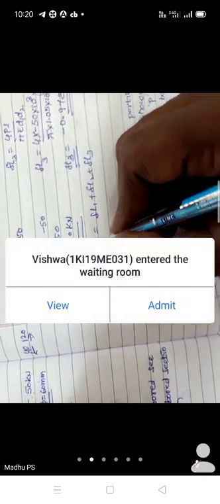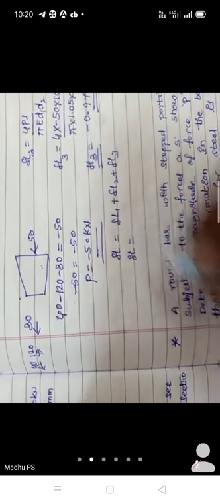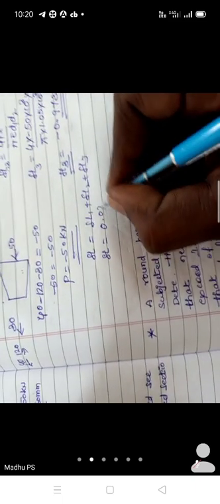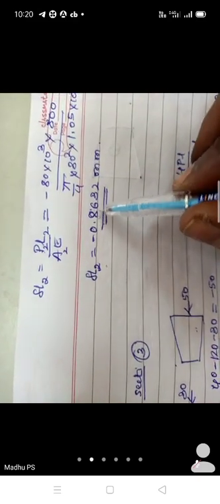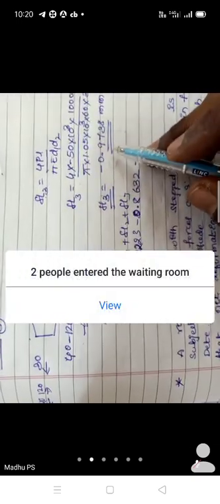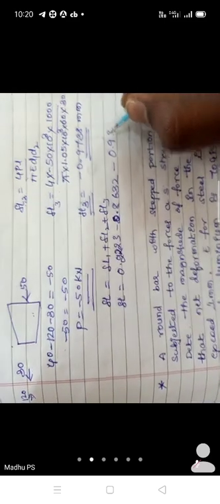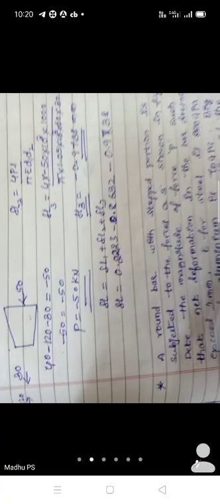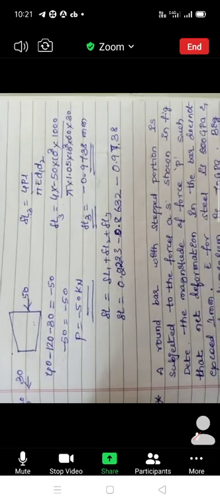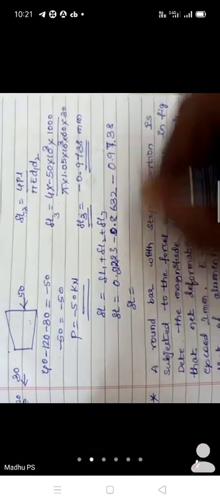Okay. Now delta L is equal to, delta L1 is equal to how much? It is 0.2223. Delta L2 is equal to, see here, minus 0.8632. Substitute that value, minus 0.8632. Okay, then again minus delta L3, which is equal to minus 0.9738. So now delta L is equal to the summation of all this.